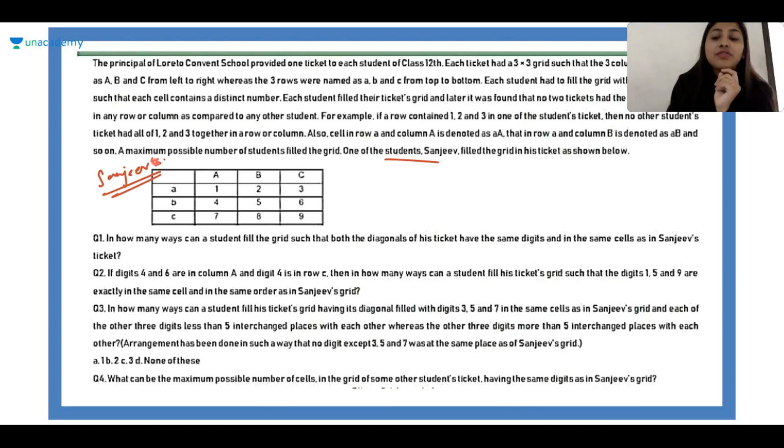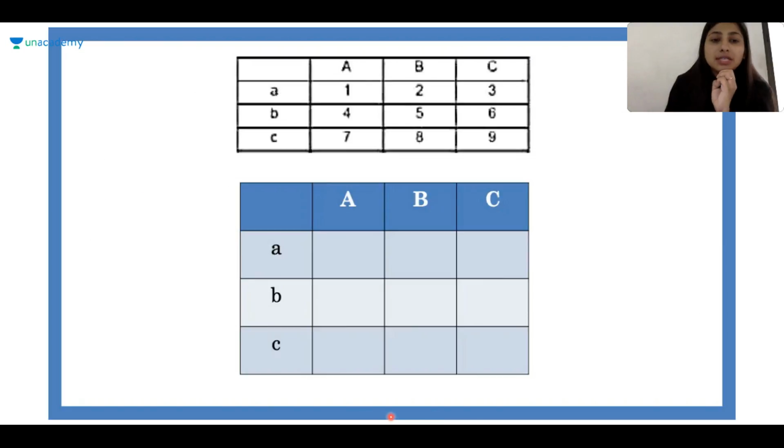This is Sanjeev's ticket. And our first question is, in how many ways can a student fill the grid such that both the diagonals of his ticket have the same digits in the same cells as Sanjeev's ticket? So they are saying that the diagonals are going to remain same as in Sanjeev's ticket. 159 and 357. It's going to remain the same. So let's take one ticket. Okay, 1, 5, 9, 3, 7.